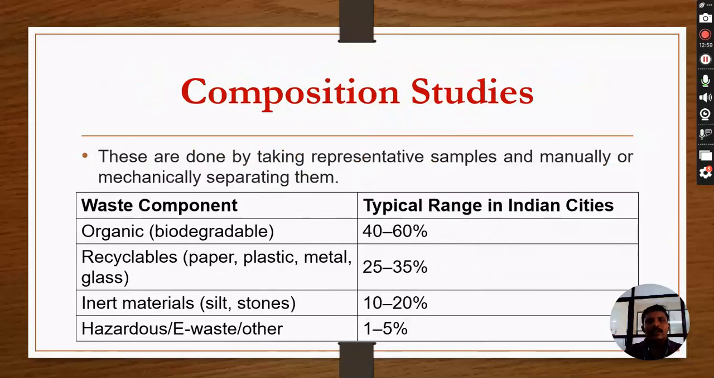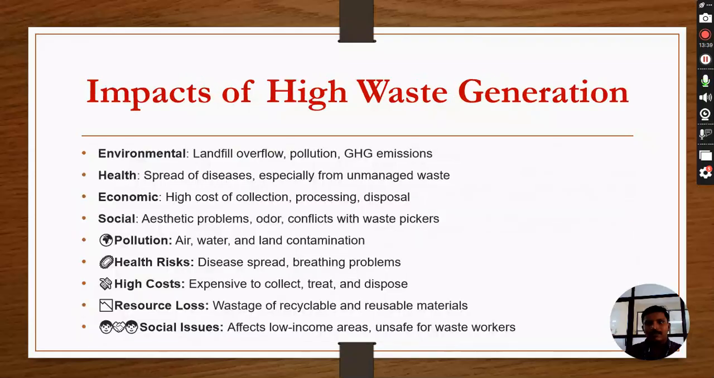And composition studies: generally the solid waste consists of different compositions like carbon, hydrogen, sulfur, etc. And it also consists of organic, meaning biodegradable, recyclable, inert materials, and hazardous materials, with ranges like organic or biodegradable 40 to 60%, recyclable like plastic, paper, metals 25 to 35%, inert materials like silt and stones 10 to 20%, hazardous or e-waste or other 1 to 5%.